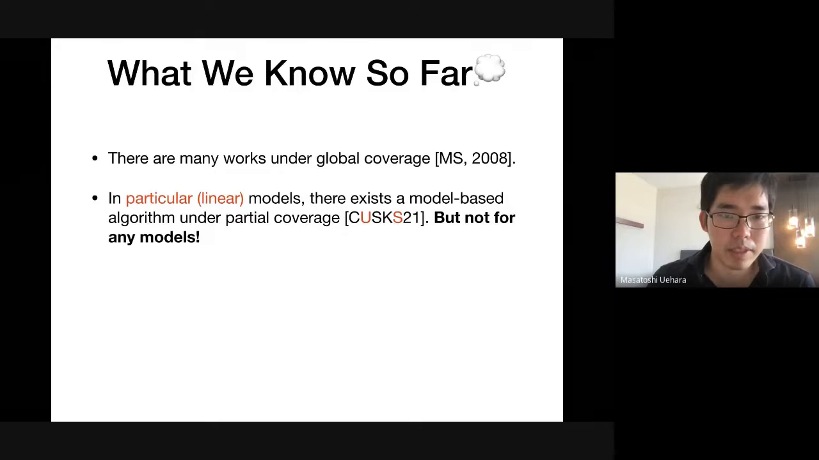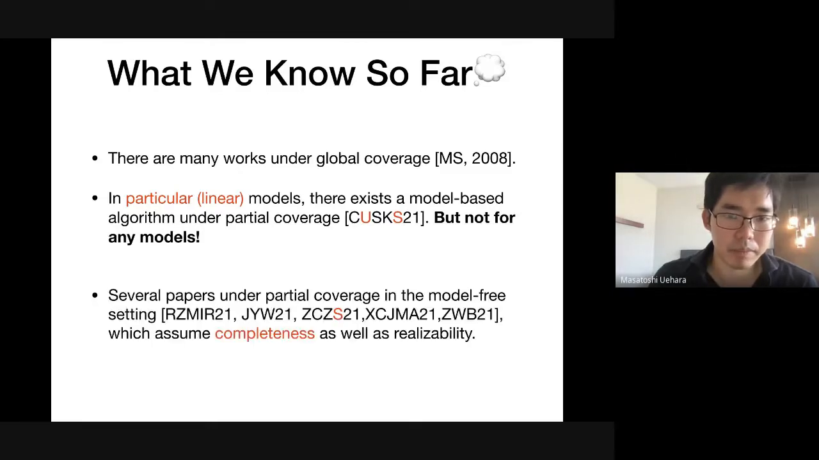Now let's return to this slide. This slide is saying that we're going to show results under partial coverage, but previously there were also some results under partial coverage. For example, this paper assumes linear models and then shows PAC guarantees under partial coverage. But this work only works for linear models, not for any models.